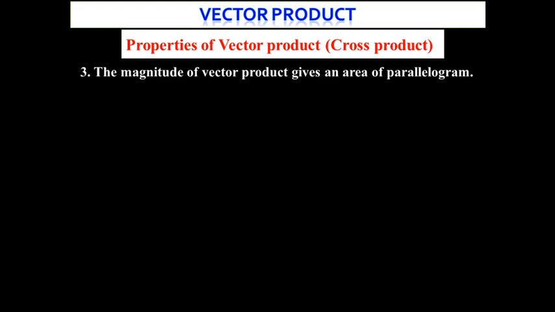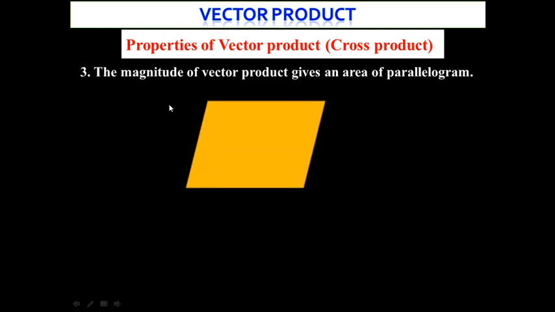Now we will see the third property. Third property means if we take the cross product of two vectors and take its magnitude, it will give the area of a parallelogram. It means that the magnitude of the vector product gives the area of a parallelogram.